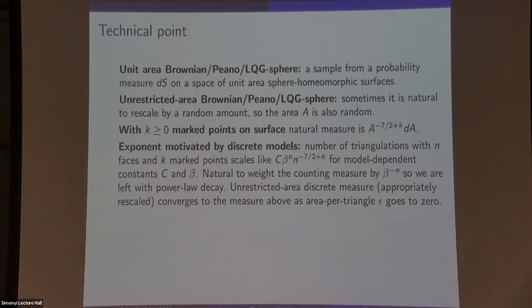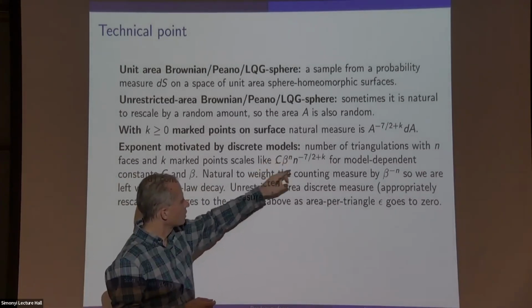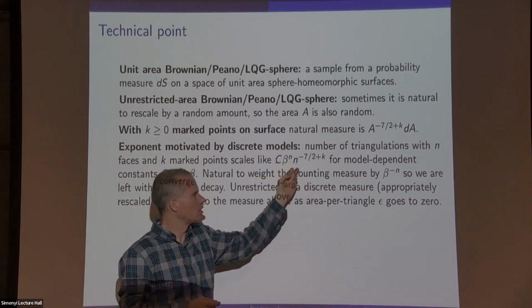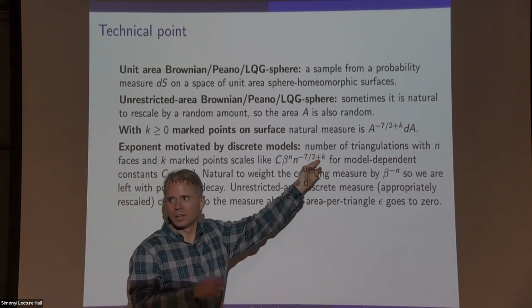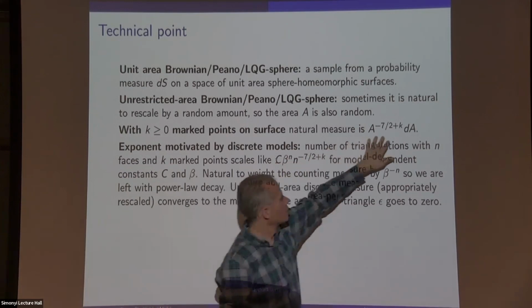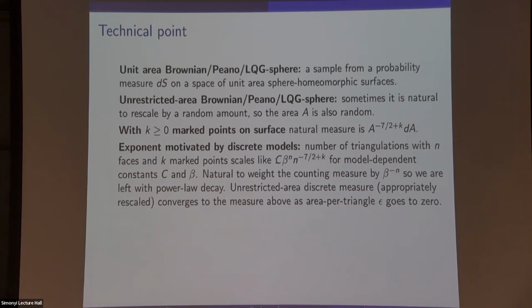And this is something that just comes up in the discrete models. Like if I want to count how many ways there are to actually glue those triangles together to make a sphere, it turns out that it grows exponentially in the number of triangles. Well, it's exponentially some beta^n, where n is the number of triangles, times some constant. And there's like a polynomial correction factor. And that factor is n^(-7/2+k), where k is the number of distinguished points. And so when you take a limit, it's kind of natural to preserve this. Imagine you have a continuum surface where the area itself is random. That's just something that comes up.